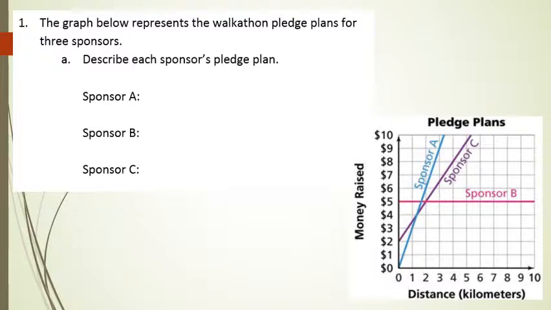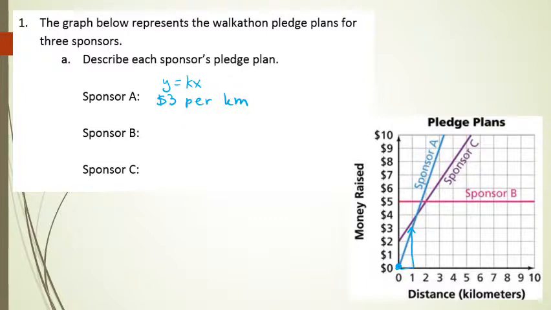So what do you notice is happening with sponsor A? Well, I notice that sponsor A is starting at 0, 0. And I notice it's a straight line, so I'm expecting that it's a proportional relationship, that it's going to fit that formula of y equals kx. And so I need to think about now, what is the constant rate? So as I go over 1, how far am I going up? Well, I can see for every 1 kilometer, I'm going up $3. So I'm going to say sponsor A, they're getting $3 per kilometer.